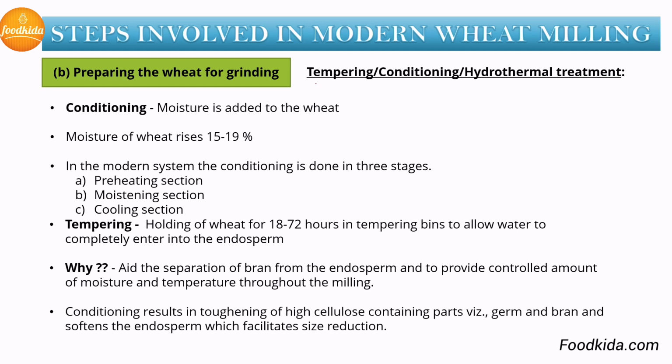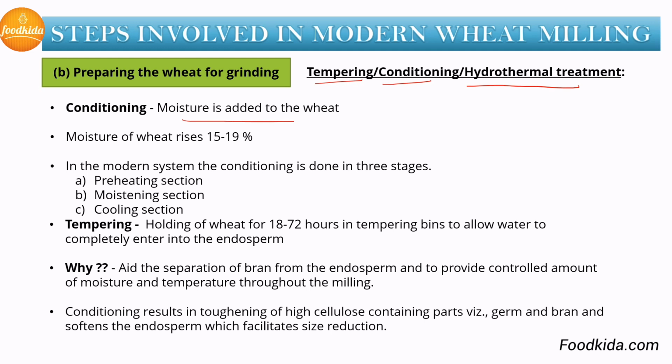Now the second step is preparing the wheat for grinding. Basically it is a tempering or conditioning step, also known as hydrothermal treatment. The meaning of conditioning is the addition of moisture to the wheat. The main aim is to increase the moisture content to 15 to 19%, and the final moisture content varies for different wheat varieties. Moisture is added either at room temperature or at elevated temperature, but not over 47 degrees Celsius, to retain the gluten quality which affects the baking quality of wheat flour.